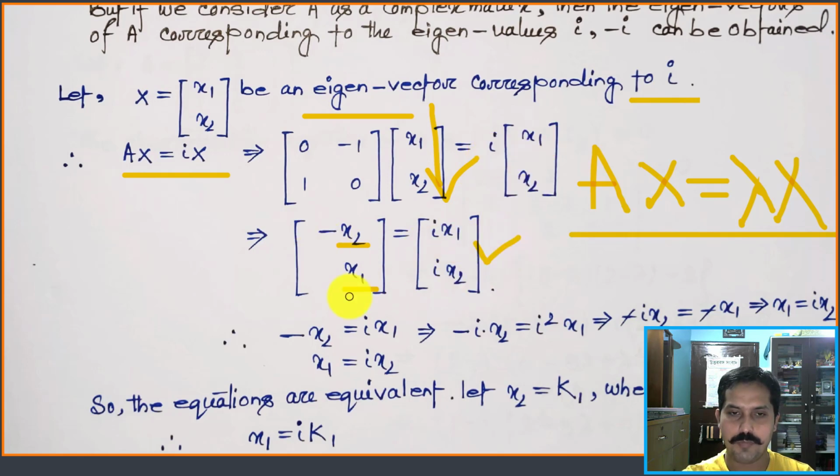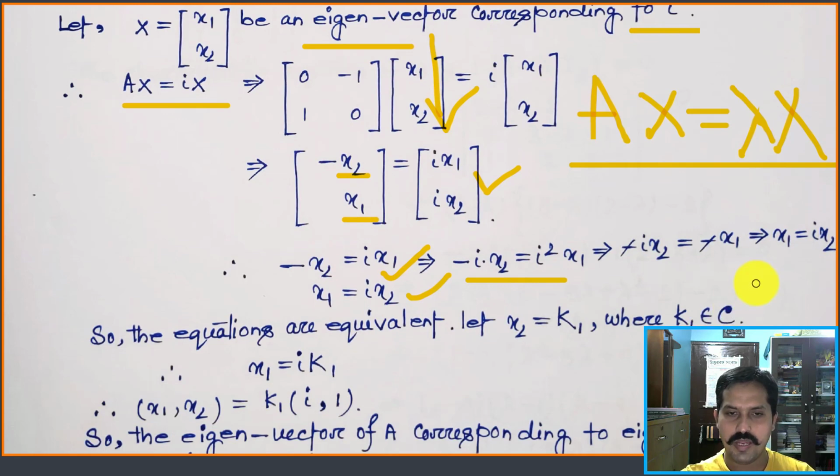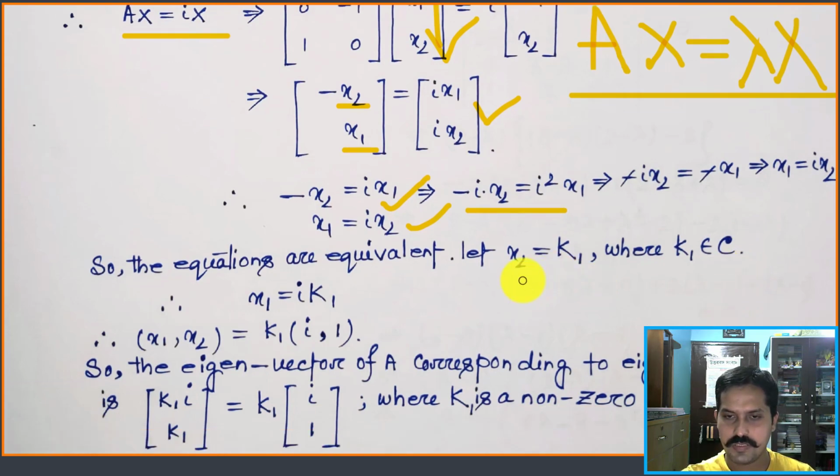Then do the comparison. What we get? Minus x2 equals ix1 and x1 equals ix2. After simplification, we see that actually these equations are equivalent. They are the same. So we have one equation with two variables, so the number of solutions is definitely infinity. So let us consider x2 as k1. What is k1? k1 is a non-zero complex number.